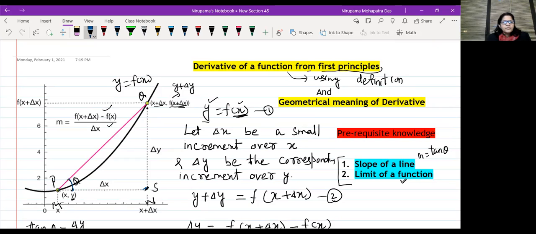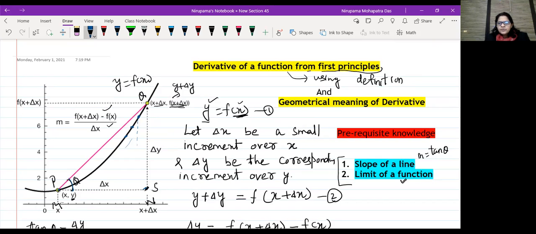See, if you move Q closer and closer to P. Now suppose the position of Q is here, you see delta x is becoming smaller. Again you bring Q closer to P, again you see delta x becoming smaller. So as you move Q towards P and delta x approaches 0, what is happening? Basically Q merges with P. So that is called the limiting position.